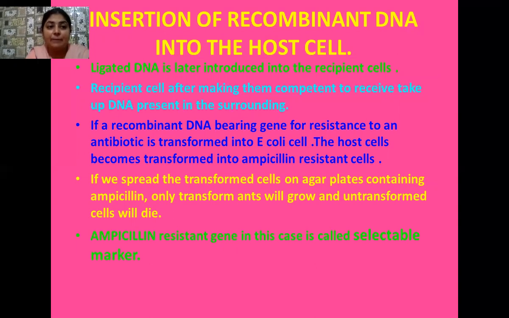The third method is microinjection. You fill your recombinant DNA in a syringe or injection, and you inject this particular solution containing recombinant DNA into the nucleus of the host cell. And the fourth method is biolistic or gene gun. Here, small bullets of gold and tungsten are coated with recombinant DNA suspension, and later they are fired from a gene gun which targets the nucleus of the host cell.